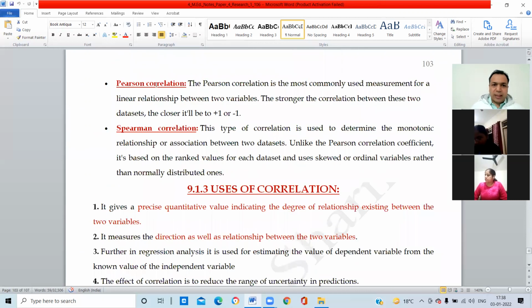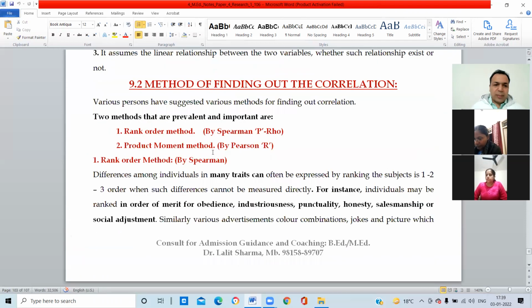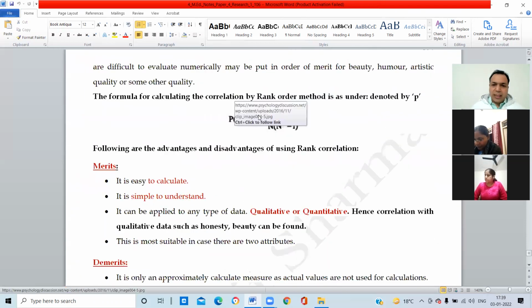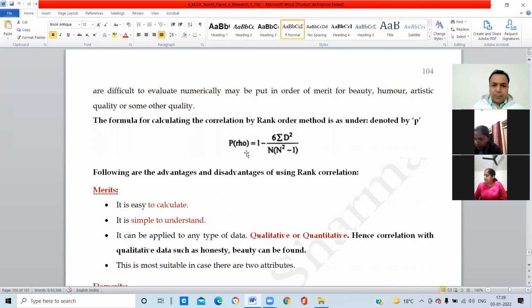We just discussed rank order and product moment here. This is Pearson, this is Spearman. Okay. So it is the same definition here. Just here the formula is given. This is the formula of the rank order method. It was given by Spearman. So what is this method? 1 minus 6 sigma d square divided by n into n square minus 1. If you can remember it, when you write it, you can get good marks.